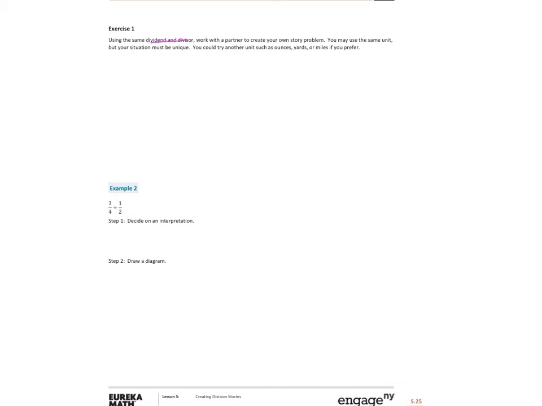You can try another unit such as ounces, yards, or miles if you prefer. Okay, so the same dividend and divisor. So we have 1/8, and we also have our 4/8. And so we're going with the same problem.